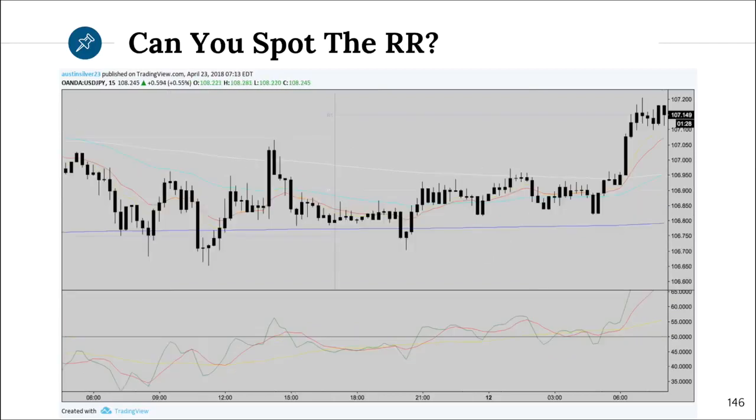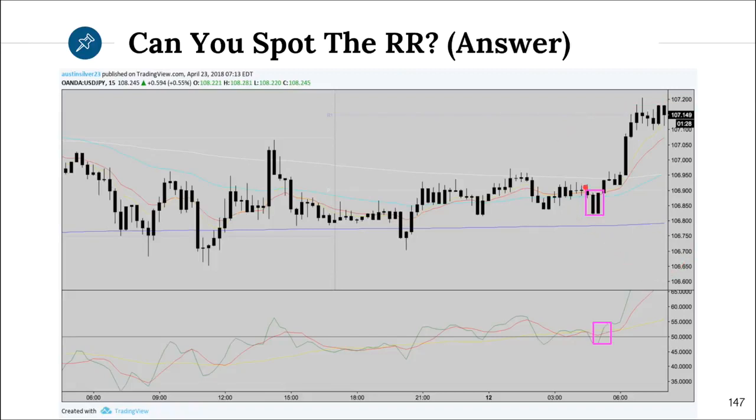Next question, can you spot the railroad? I'm going to give you a hint. We're looking to buy this pair. We're looking to go long because the TDI is moving up into the buy zone and we have the EMAs coming together, but the candles are mostly above the EMAs, which would signal up. Next question, can you spot the railroad in this photo? I'll give you 3, 2, 1.